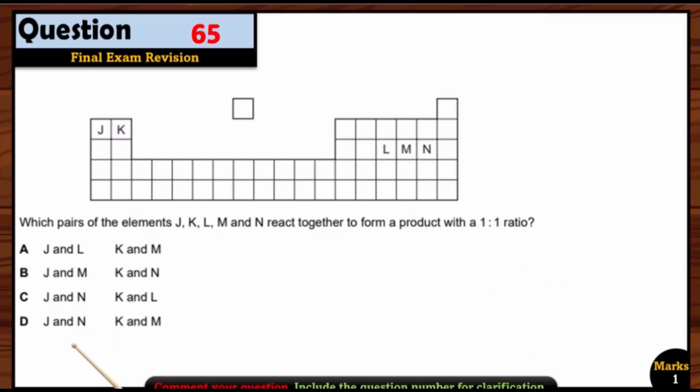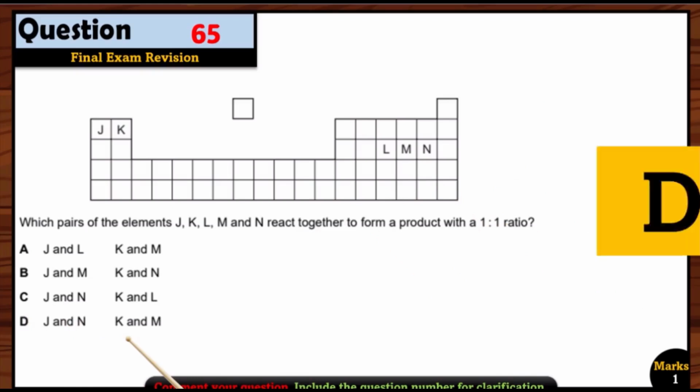Yes. The second option can be group 2 and group 7. So the 2:2 ratio cancels and they can be combined in a 1:1 ratio. So K and M, this option can be right. So K and M and J and N. So option D is correct.